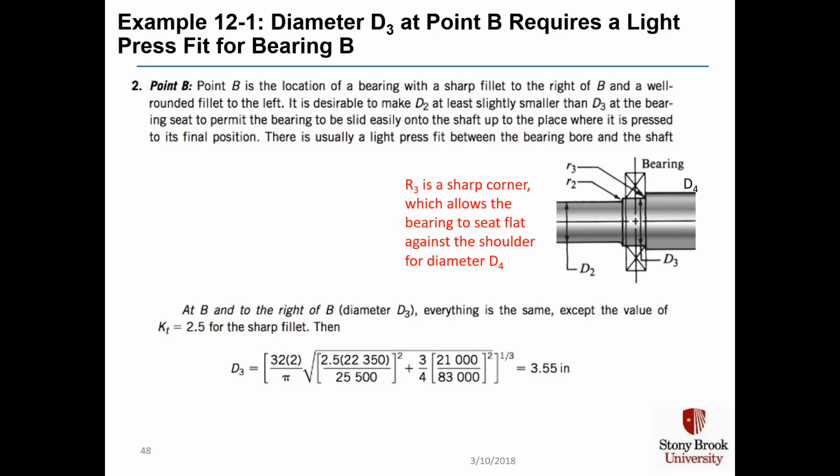now we're going to use KT equals 2.5 for the sharp fillet, and instead of getting 3 inches for our diameter D3 as we got for diameter D2, this time we get a larger value of 3.55 inches, and that's what we use as a minimum diameter to press fit the bearing.